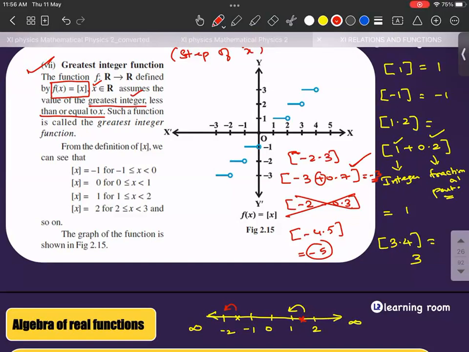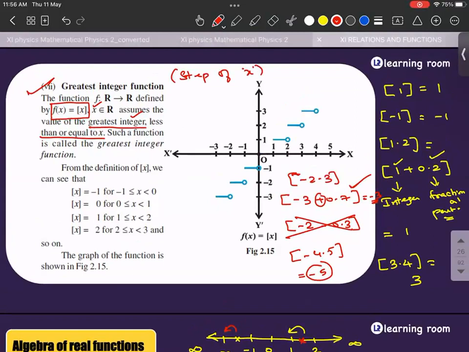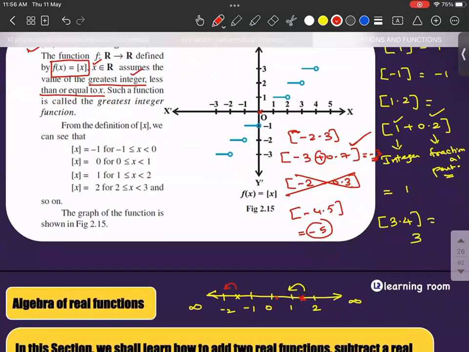Am I clear with this? Now I told you some books refer to it as step of x. The reason for that being the graph. Now you tell me, what is the greatest integer of 0? 0 itself. What is the greatest integer of 0.1? I told you already, you need not break your head. 0 point anything, the value is the left side integer, 0. 0.2, 0. Till 0.999999, it is going to be 0. So from 0 till that value, it will be a 0.